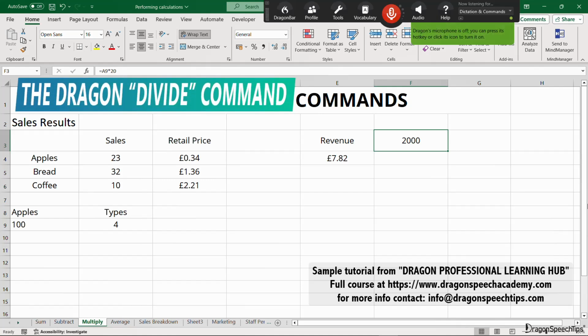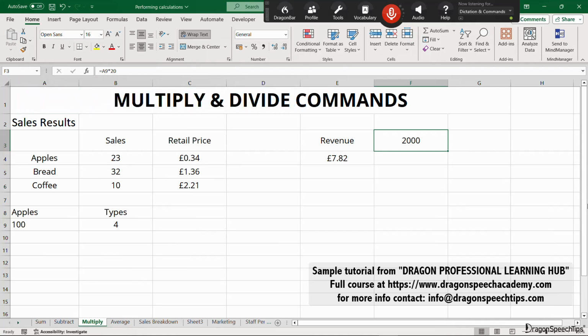To divide the values, we can use the divide command. For example, to calculate the number of apples divided by the number of types and have the answer placed in the cell C9, you can dictate the following. Go to cell C9. Divide cell Alpha 9 by cell Bravo 9.